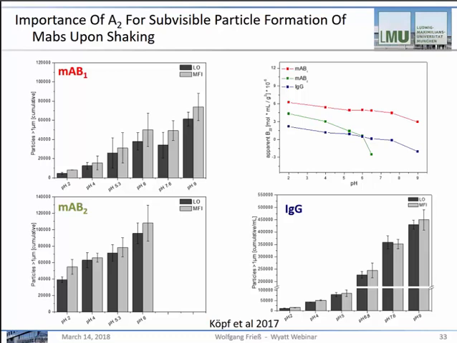So when we study this mAb at a lower pH, between pH 2 and pH 6, we see that the particle formation is much more pronounced. You see that we have 40 to 50,000 particles at pH 2 for mAb 2, compared to less than 10,000 for mAb 1. And again, a substantial increase with increasing pH.